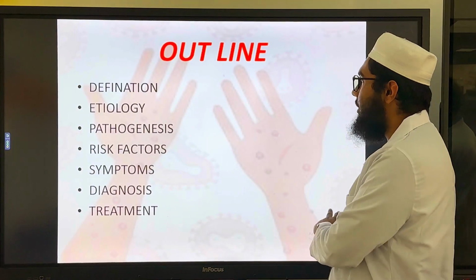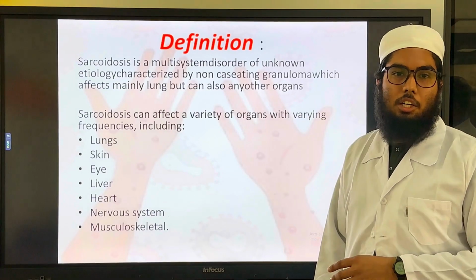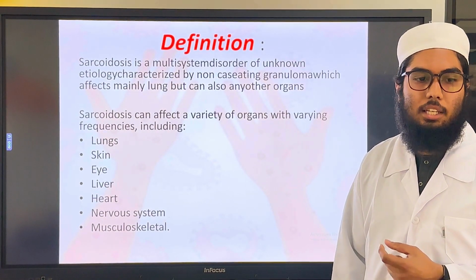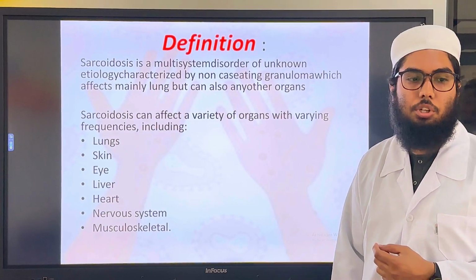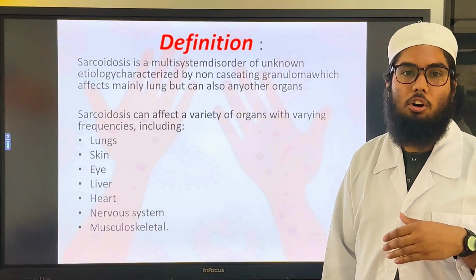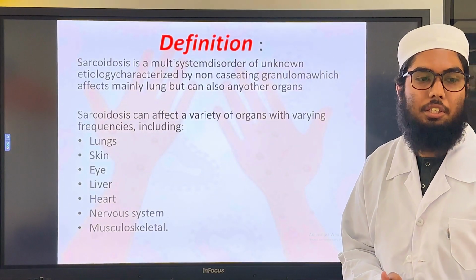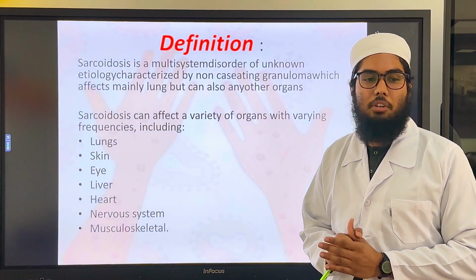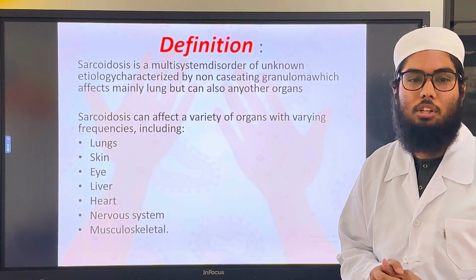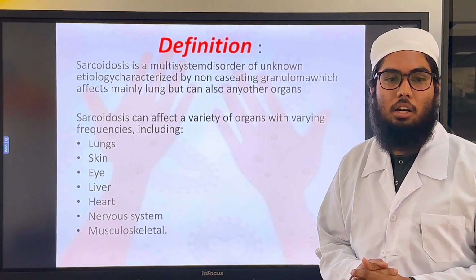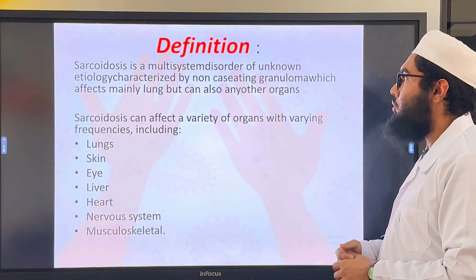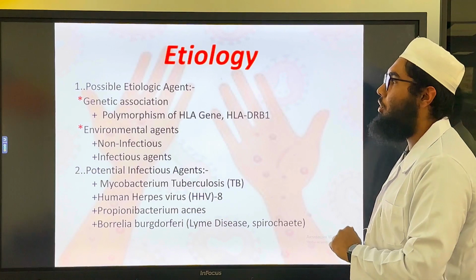So we'll start with the definition. Sarcoidosis is a multi-system disorder of unknown etiology characterized by non-caseating granulomas, which most commonly affects the lung, and other organs are also affected. Sarcoidosis can affect a variety of organs with varying frequencies, including the liver, skin, eye, heart, nervous system and muscular system. After the definition, we are going to go on to the etiology.